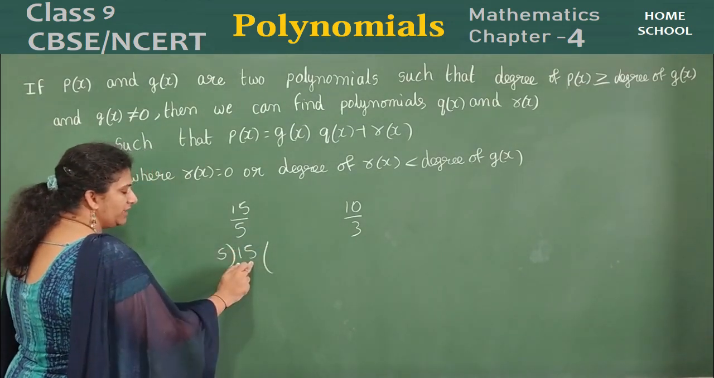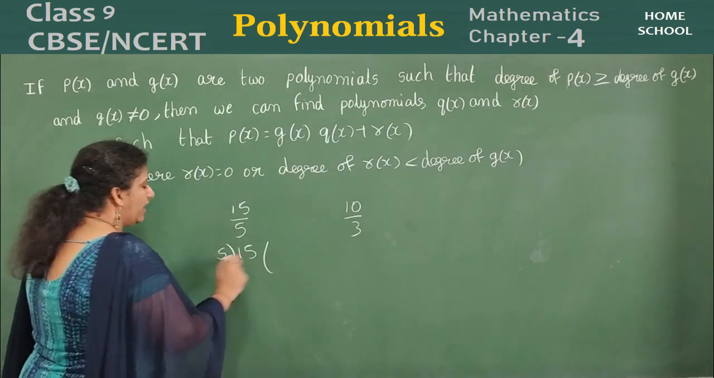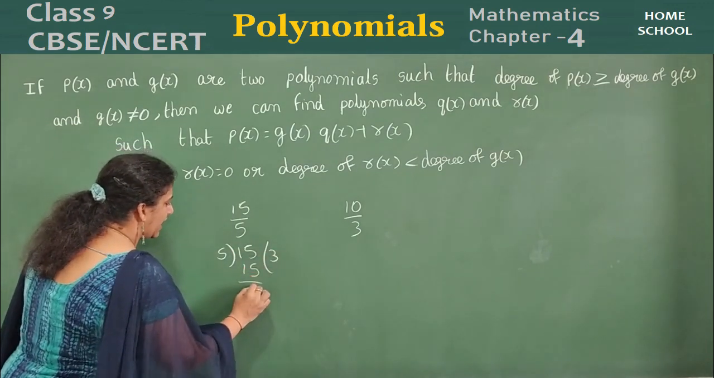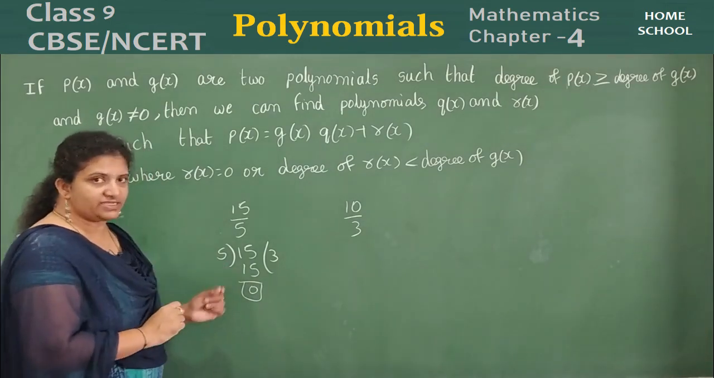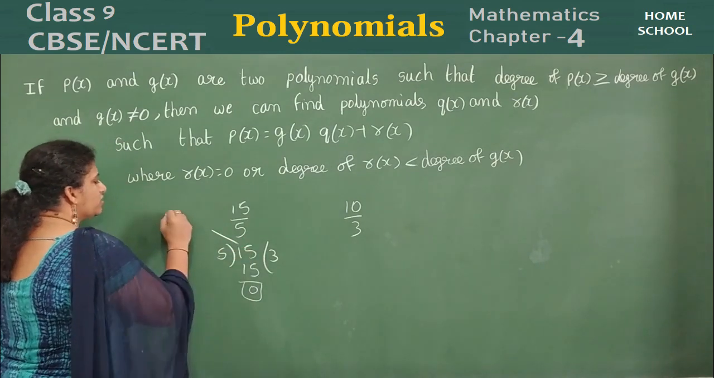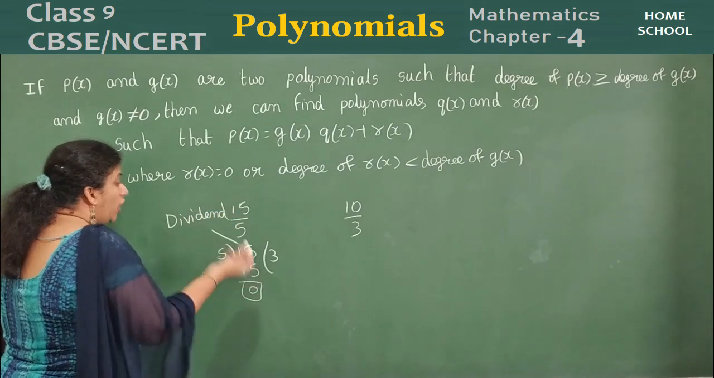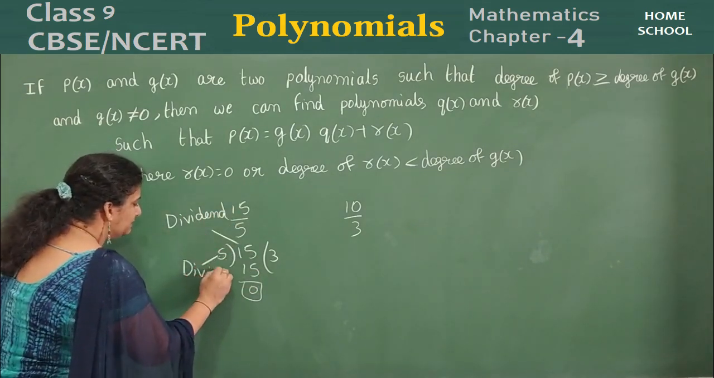5. Okay. This is a dividend. This is a divisor. Okay. So now 5 3s are 15 and you get 0 here. Let's mention what all we know in this division. Look here, 15 I am dividing. So 15 is called as the dividend. With what you are dividing? That is called as the divisor.